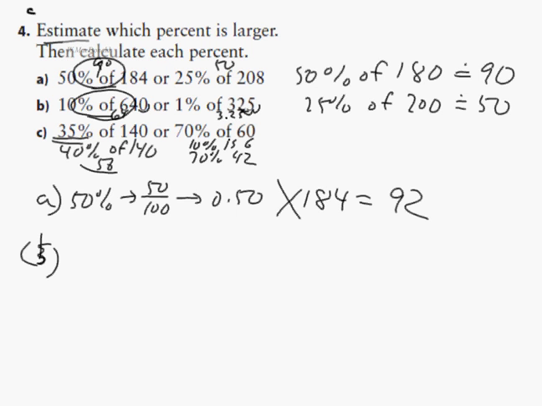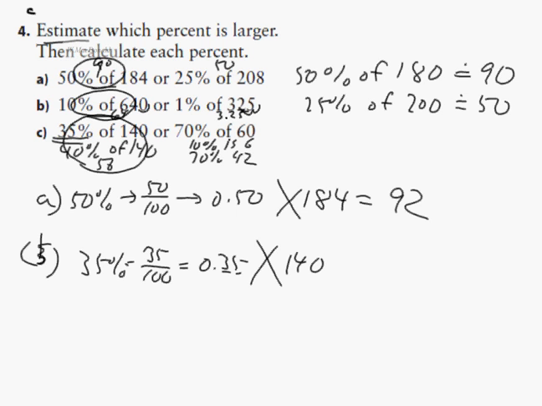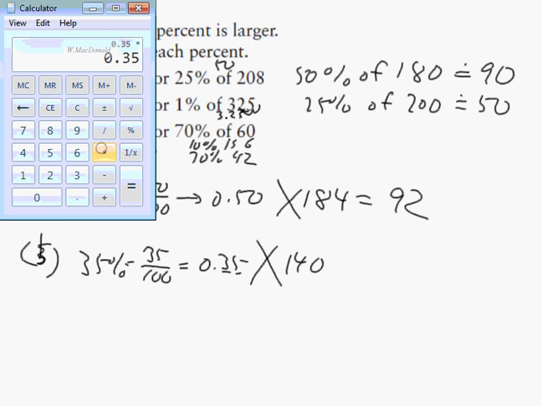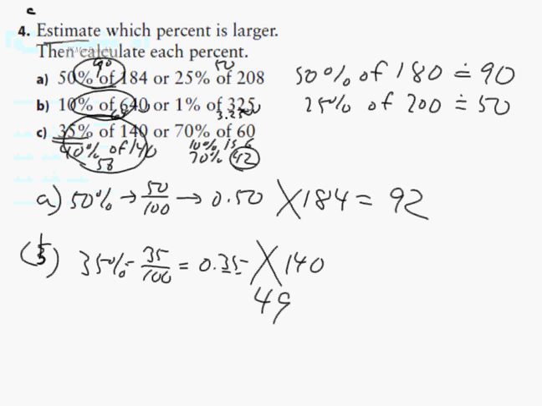So which one's the larger? Probably this one, but we better double check. So 35% is really 35 hundredths, which to a calculator is 35 hundredths. 35% of is multiplication, and 140, if I take my calculator and go 35% of 140, I get 49. If I look at the second part, 70% of 60 is 42. We already had that one. So which one's larger? It is still that one.